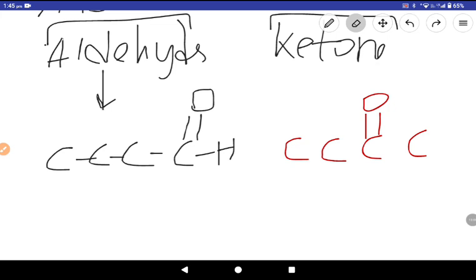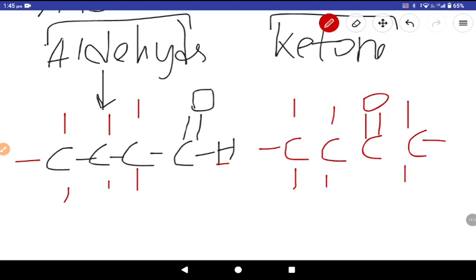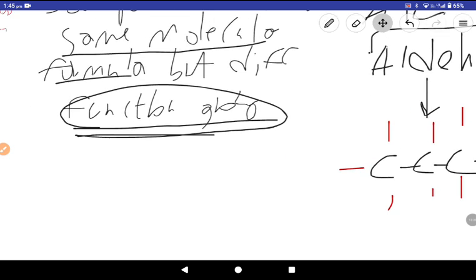And looking at the number of hydrogens, we have 1, 2, 3, 4, 5, 6, 7, 8. Do you realize that if you were to write the same molecular formula, because when we talk about a molecular formula, we talk about the molecular formula.